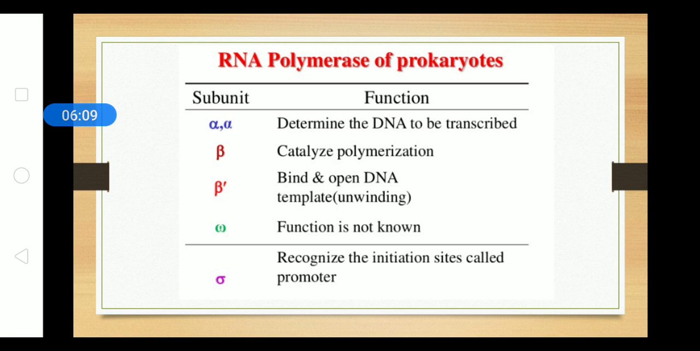The alpha determines the DNA which is to be transcribed. The beta subunit catalyzes the polymerization. The beta prime helps in binding and opening of the DNA template, or you can simply say unwinding the DNA for better space management. The omega's function is not yet known, while the sigma is essential for recognition of the initiation site.